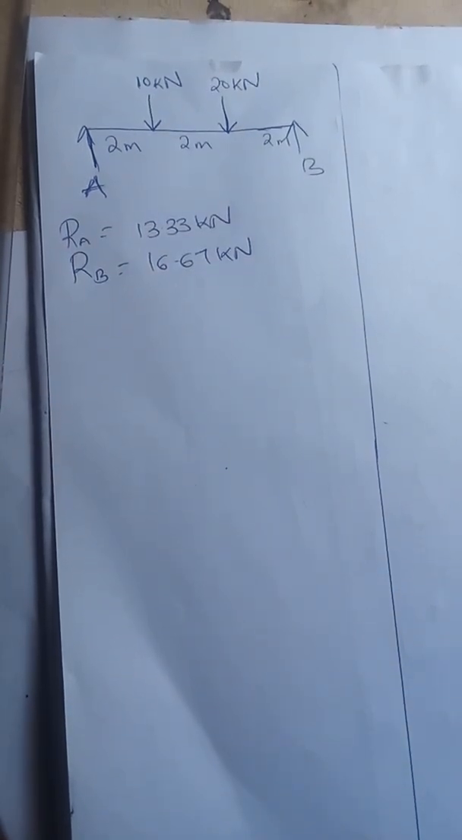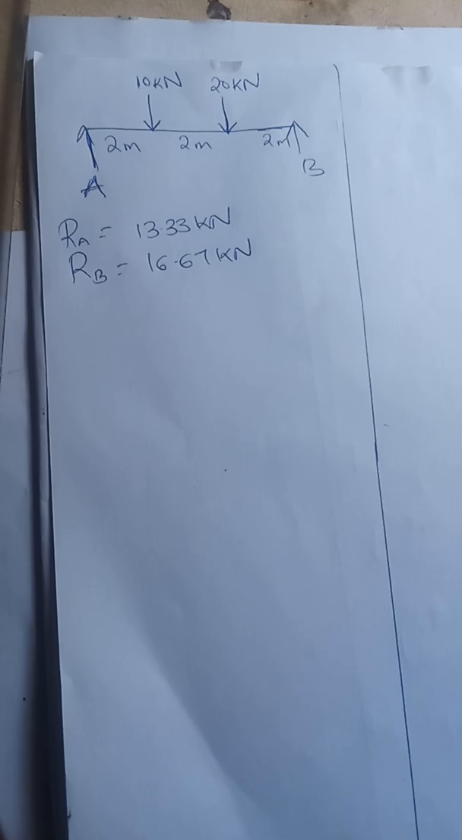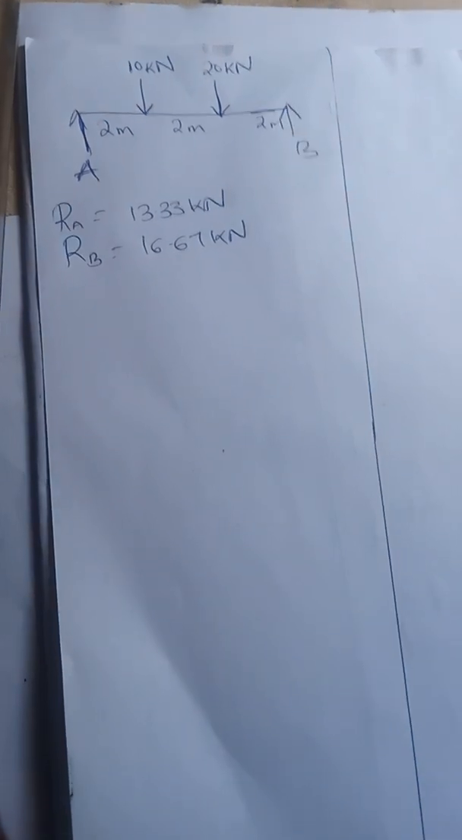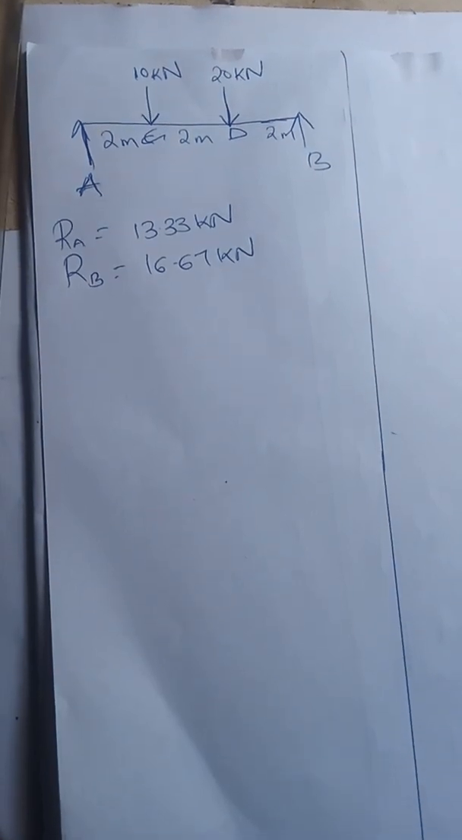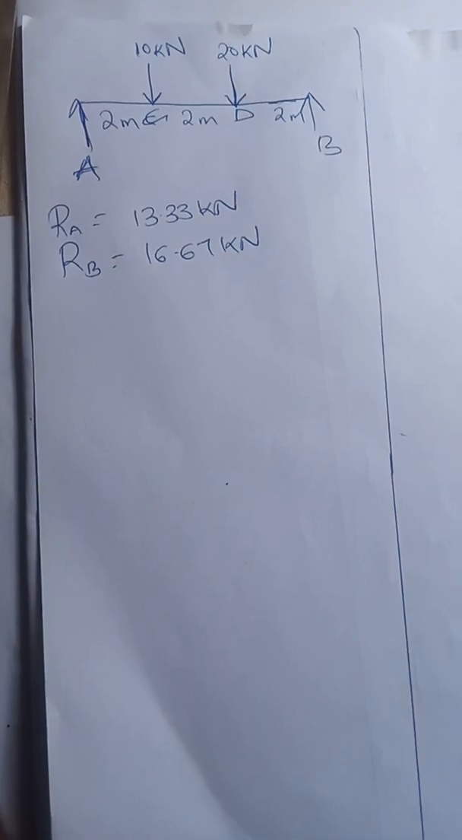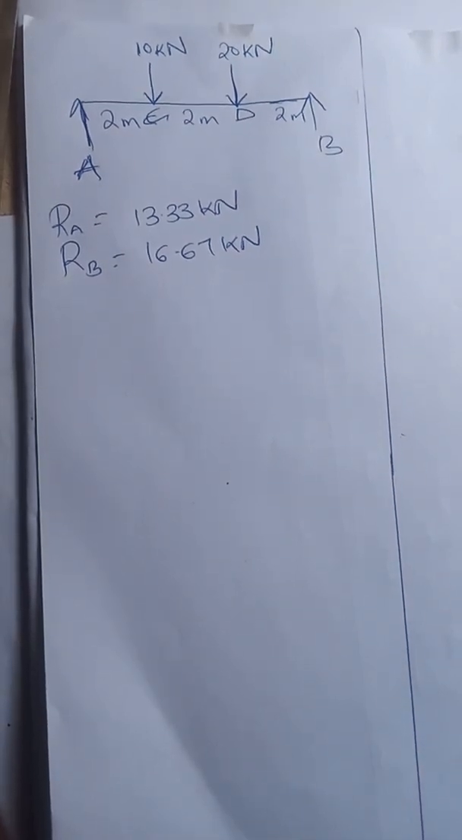Between A and point C, we have 2 meters, and this is my point D. So between A and C you have 2 meters, between C and D you have 2 meters, and between D and B you have 2 meters. In the previous calculation, we calculated the reaction at A, which is equal to 13.33, and the reaction at B is equal to 16.67 kilonewton.